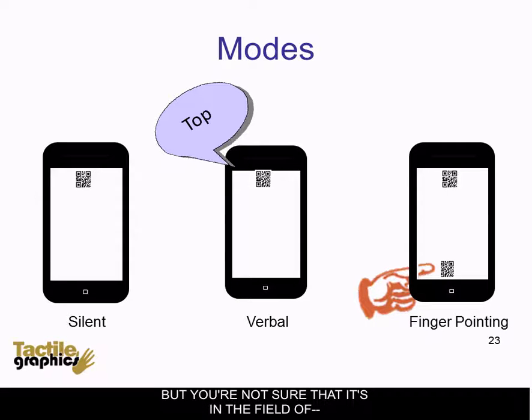In the verbal mode, you get a lot of information. For example, in this case it's showing that only part of the barcode is there, and so it's saying top, basically asking you to get it more into the field of view. And finally, the finger pointing mode, where there are two barcodes shown, but only one where the finger is, and that's the one that'll be read out loud, the one that's near. Now, none of these things are perfect.